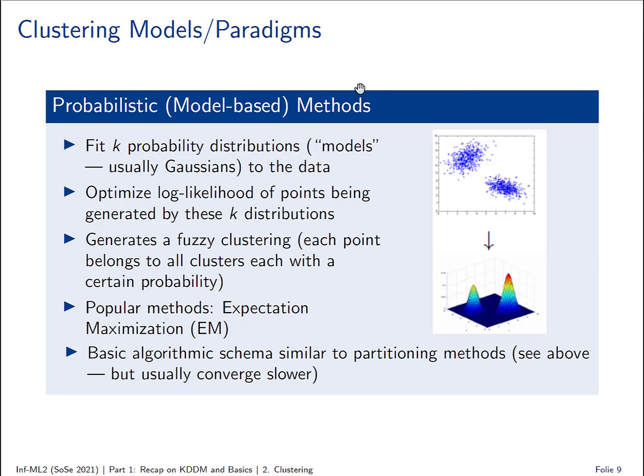Yeah, then a kind of generalization of those partitioning methods are so-called probabilistic methods, or also model-based methods, because they usually try to fit a probabilistic model, or a mixture of k probabilistic distribution models, to the data. And as models or distributions, we typically use Gaussian distributions in that case.